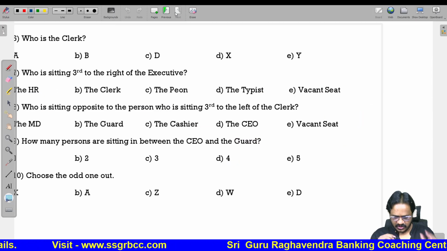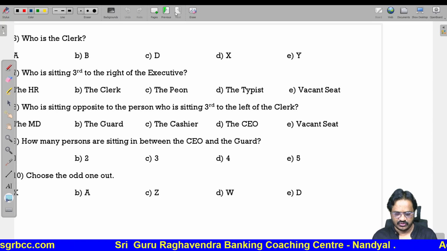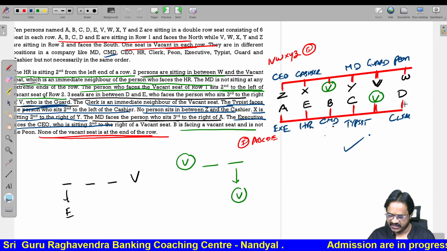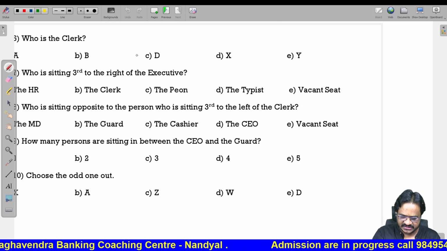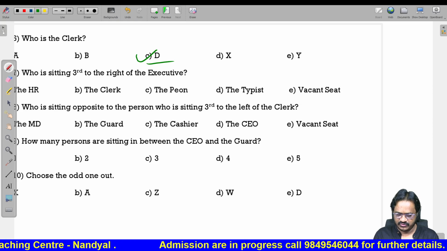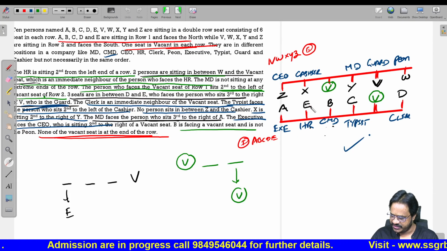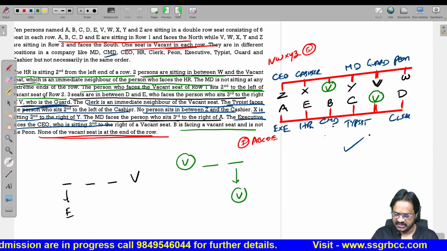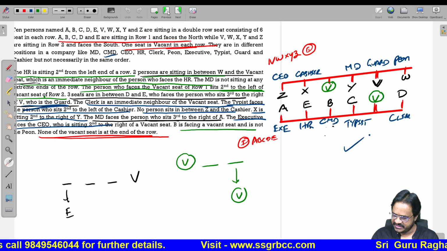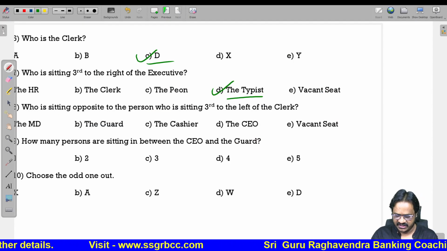Okay. Now let us see the questions. Here, who is the clerk? Clerk is definitely D. So D is the correct answer. Who is sitting third to the right of executive? This is executive, first, second, third. The answer is definitely C, the typist. That is definitely correct.